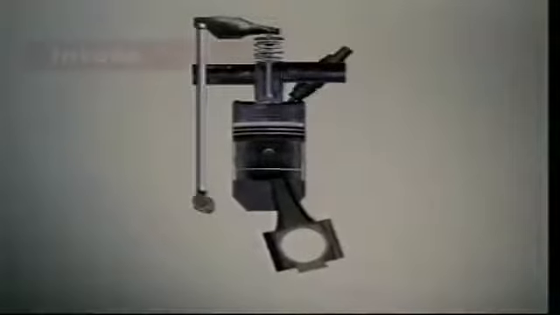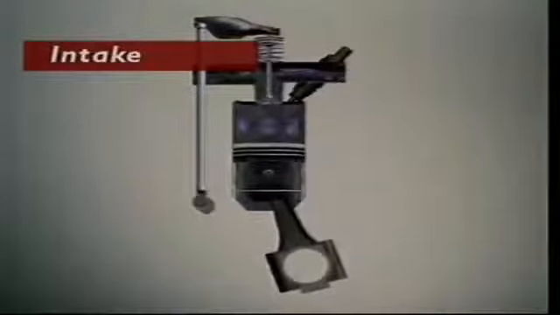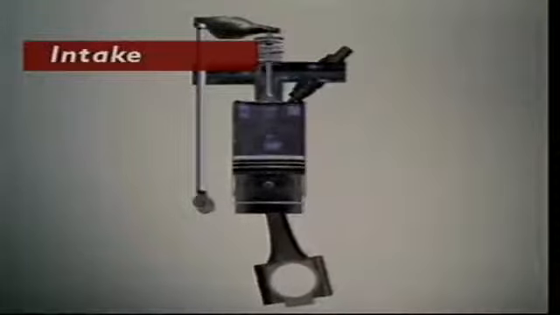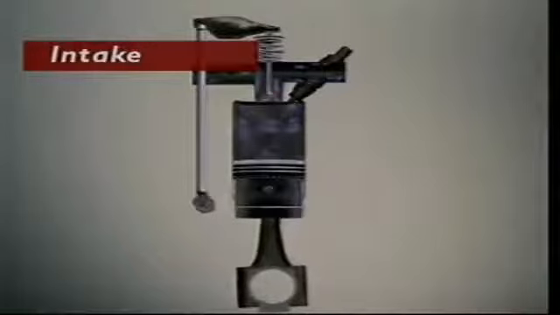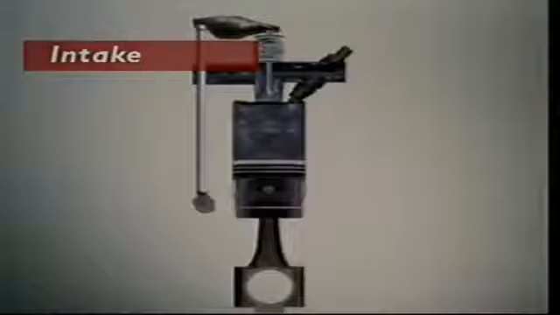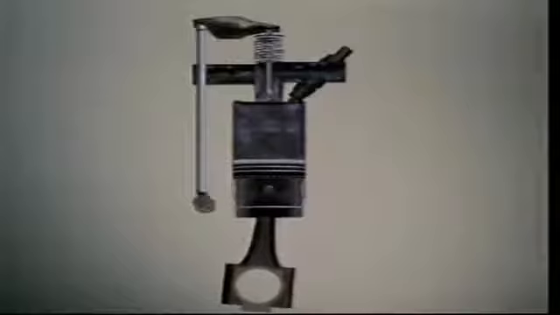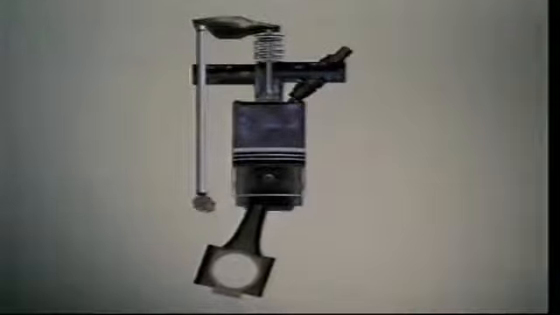In intake or induction, the inlet valve opens and the piston starts to move down from top dead centre. Air enters the cylinder through the inlet port. When the piston reaches bottom dead centre, the cylinder is full of air. The inlet valve closes. The piston starts up from bottom dead centre. The exhaust valve is closed, so the cylinder is sealed.